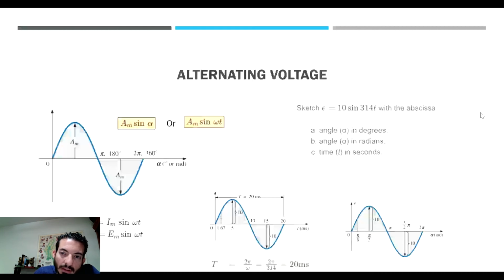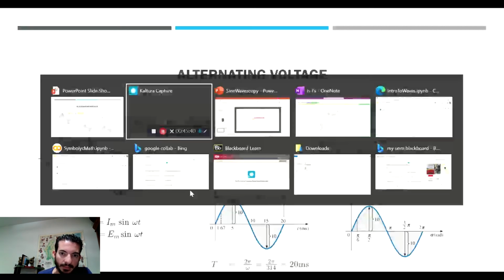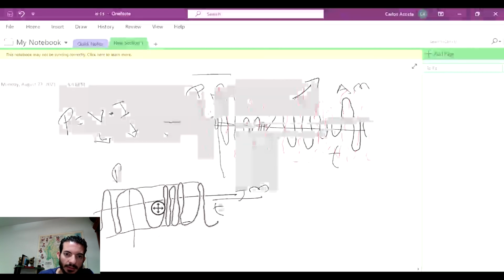So you have 314 and you have 2 times pi. So 314 divided by 2 pi, or the other way around, 2 pi divided by 314, depending on if you want to find the frequency or the period. If you want to find the period, it is basically 2 pi divided by omega, and omega is 314. So if you go back to the drawing board to make sure that we have this correct.